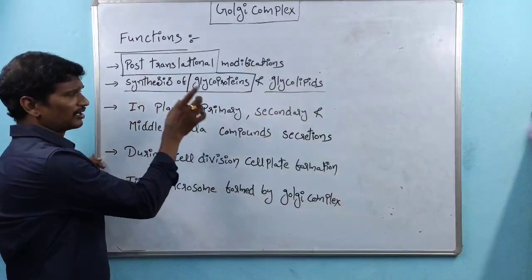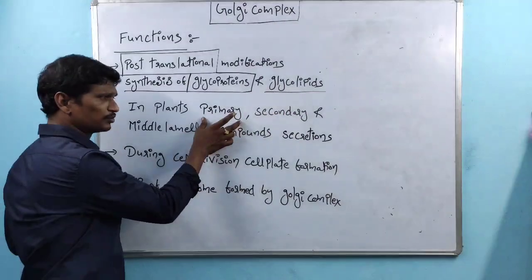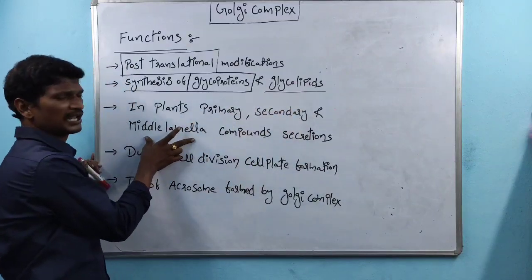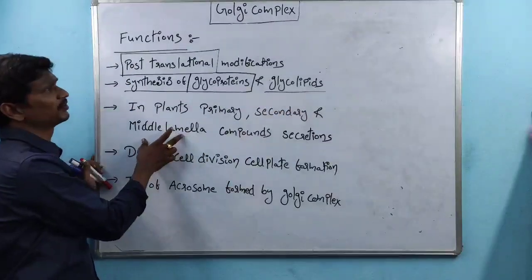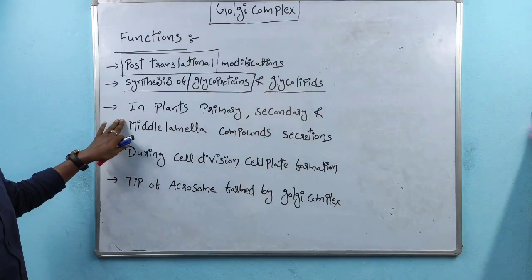So the Golgi complex supports the secretion of primary cell wall components, secondary cell wall components and middle lamella components. That is about the role of the Golgi complex in the formation of the primary, secondary and middle lamella.